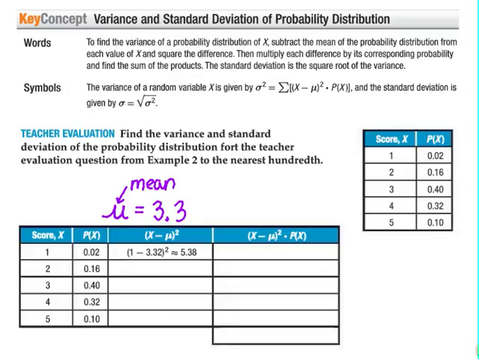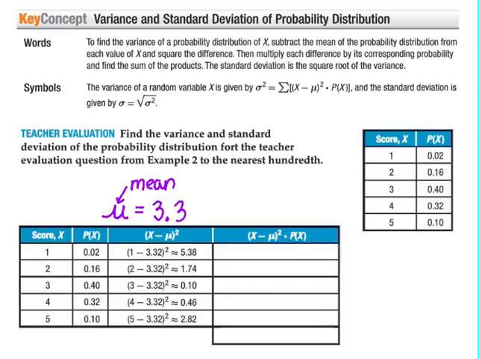So on the next one, what am I going to do? 2 minus 3.3. Yep, and square it. Okay, now they're actually using 3.32. Okay, what do I do on the next one? And square it. Same on each of these. So all you're going to do is take that minus the mean and square it.